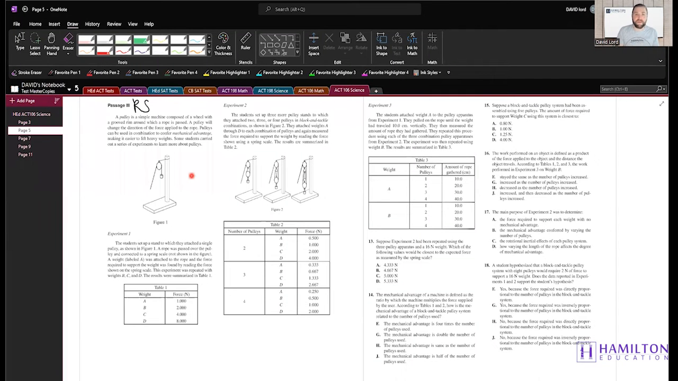Intro to passage 3. My first instinct for passage 3 is that this is probably a research passage, also known as a research summary passage, because it has multiple experiments. Looking at it, it has pulleys, so this is physics, but as we've talked about before, usually the subject matter does not really affect us. All right, let's get started.